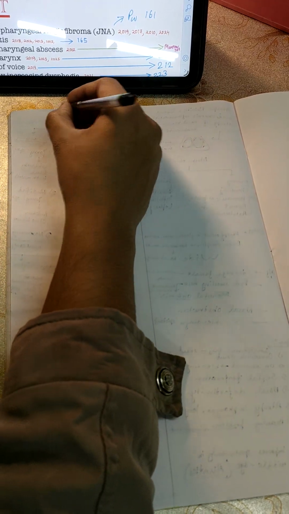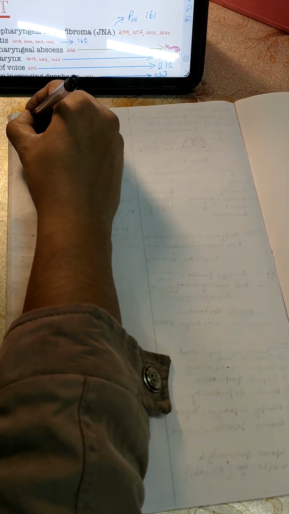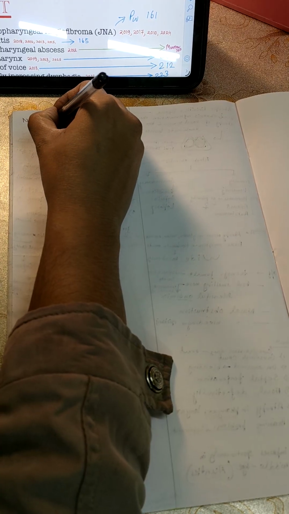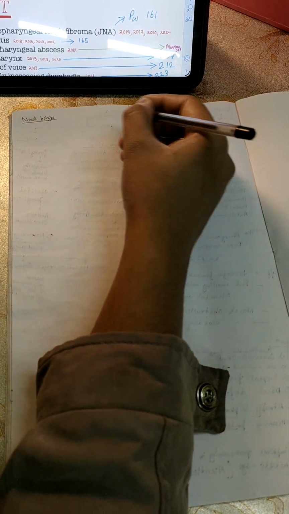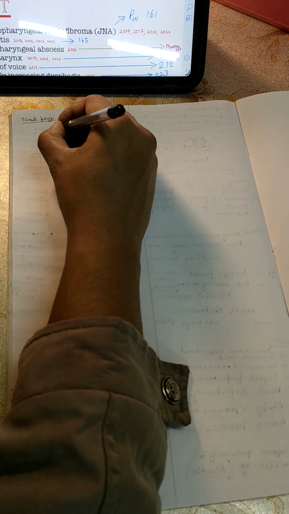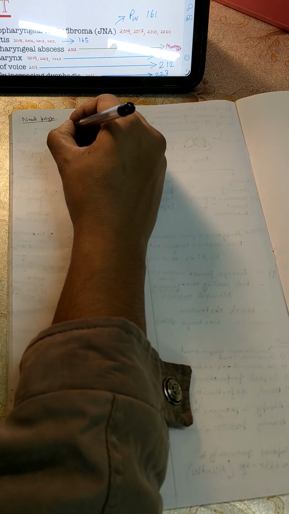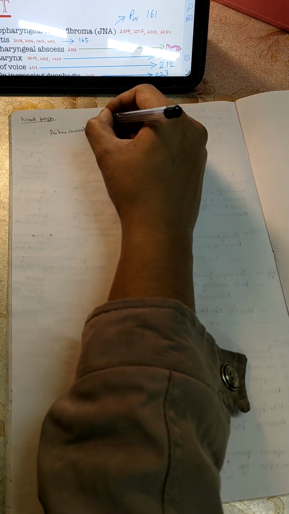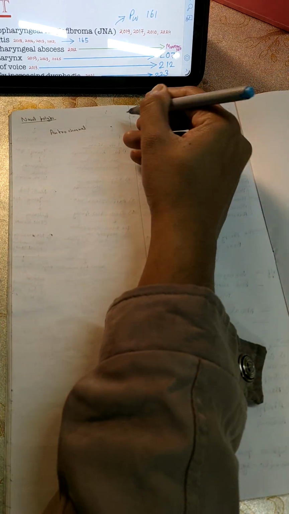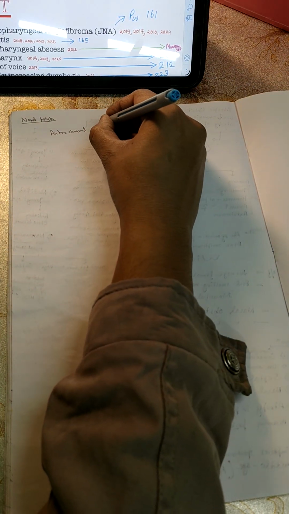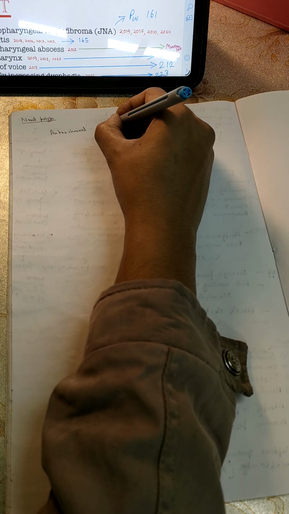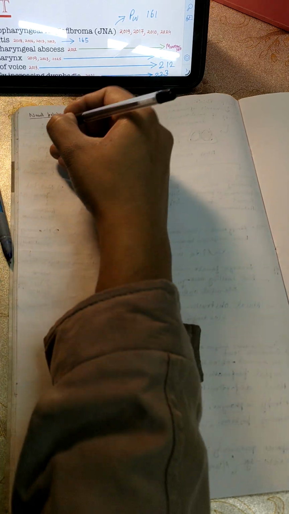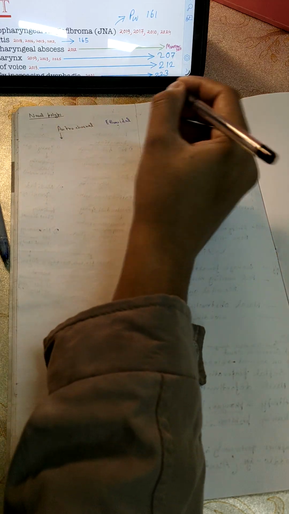Nasal polyps. So we have two types of nasal polyps. One is antrochoanal and the other one is ethmoidal. The antrochoanal is for children.